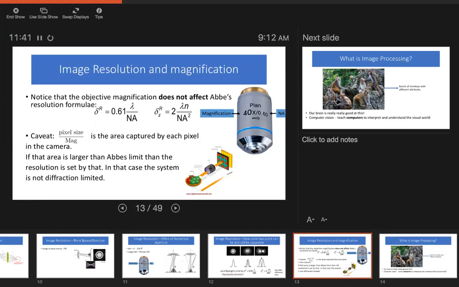Okay, is that clear? More or less? Do you have any questions? Okay, so this is kind of the idea of what is imaging and what exactly we mean by resolution.